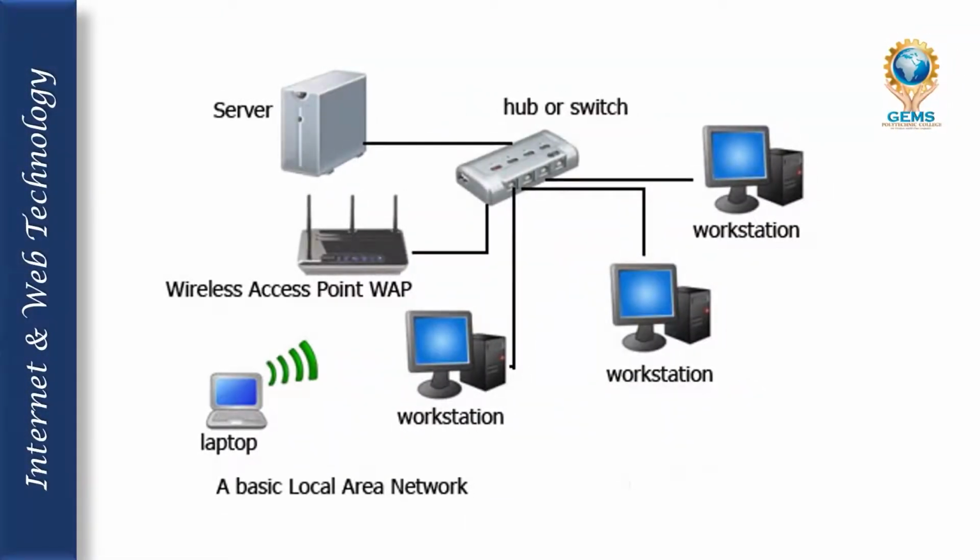Here is another example of a basic local area network, in which all the equipment is connected with the computers. On the left side there is a server, and the server is connected to the switch or hub. The switch is connected to the wireless access point and other direct workstations or computers. The wireless access point gives wireless access to wireless devices like laptops or mobile devices, etc. This is one of the basic local area network architectures.